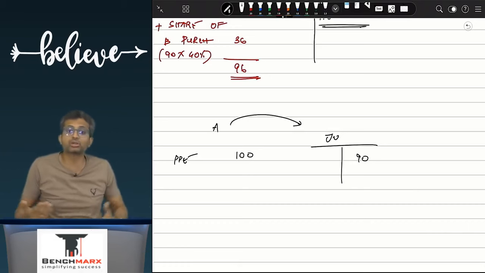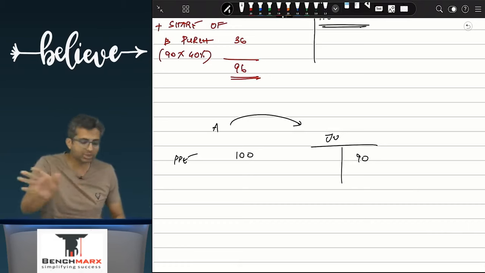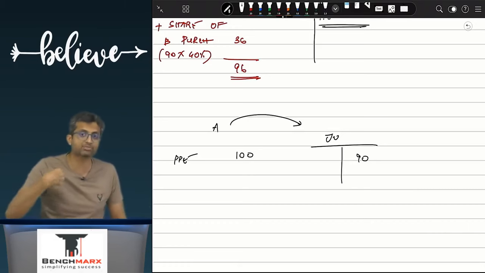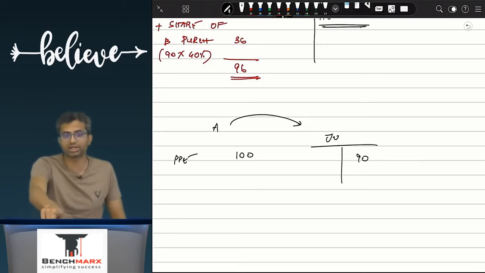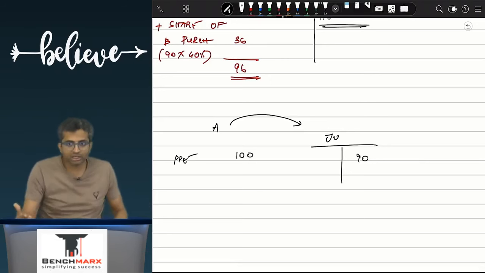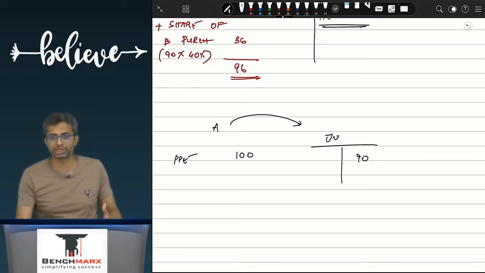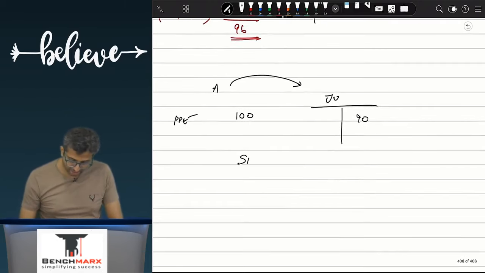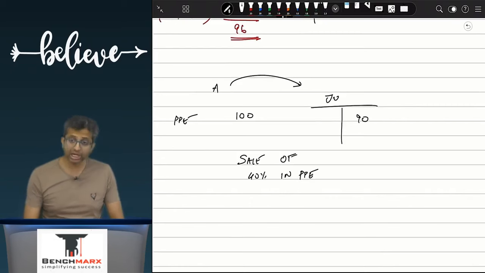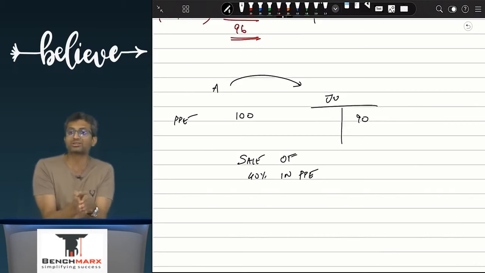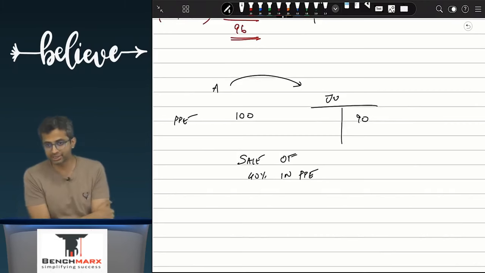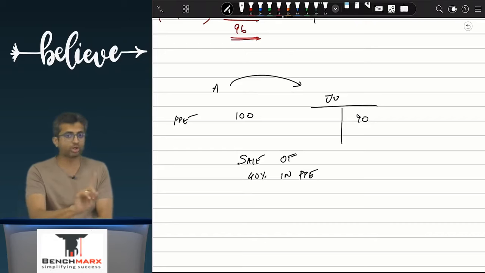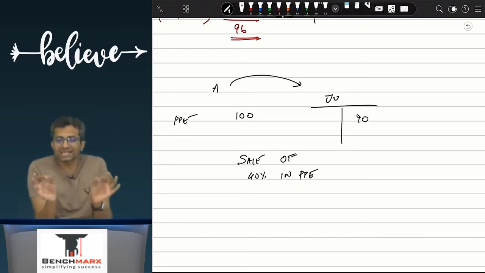Proportionate consolidation will still come. Sir, will I do it for the 60%? No, if I do proportionate consolidation for the 60%, then I will recognize the underlying loss, which I can't recognize till the time the asset is actually sold to an outsider. So this transaction will be treated as a sale of 40% in the PP. That 40% in your books was worth 40, you sold it at 36, and hence there will be a 4 rupee loss, not the entire 10 rupee loss. That is in essence what it tries to say.